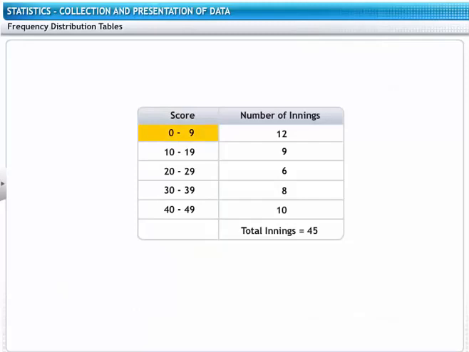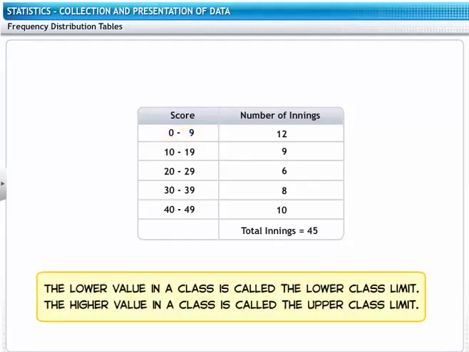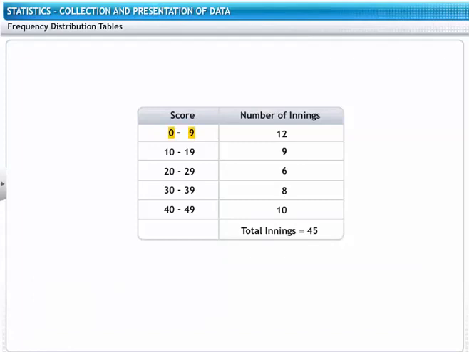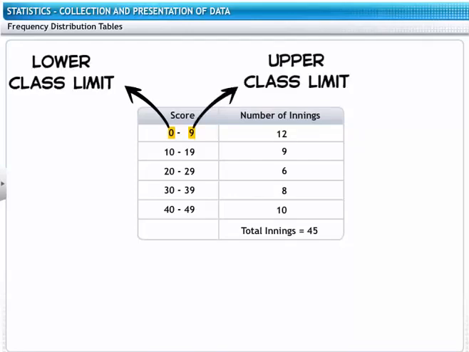Now look at a particular class. Say the first one, 0 to 9. The lower value in a class is called the lower class limit, while the higher value in the class is called the upper class limit. Can you identify the lower and upper class limits in the class 0 to 9? Yes. 0 is the lower class limit and 9 is the upper class limit for the class interval 0 to 9.